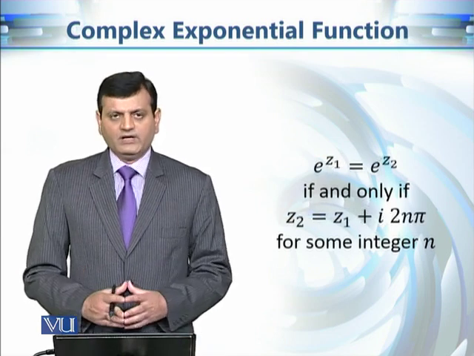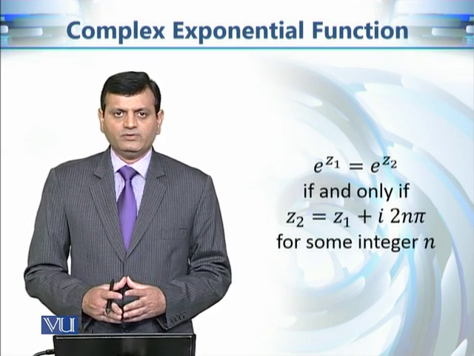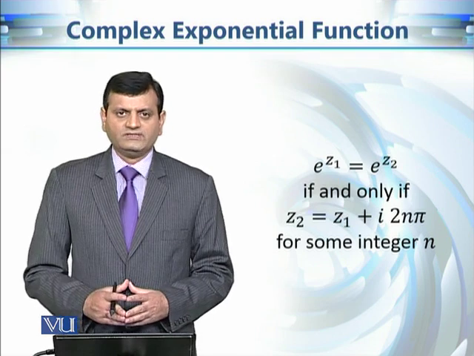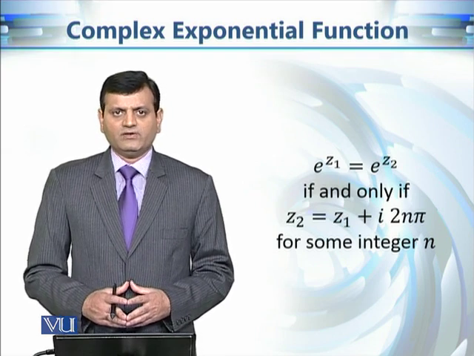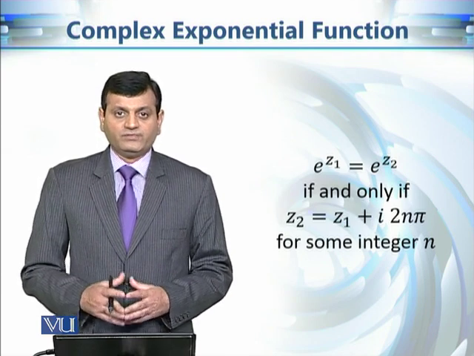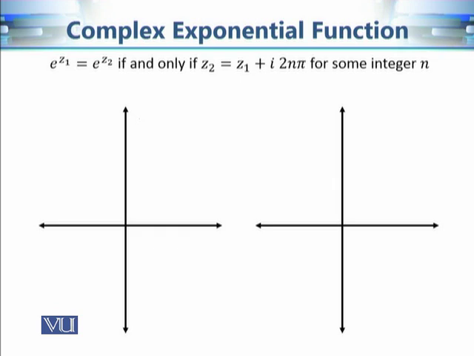And another consequence is that e raised to power z1 is equal to e raised to power z2 if and only if the difference between z1 and z2 is that of iota 2nπ. So these are all consequences of this important observation. Now, what does this information affect when we are dealing with these complex exponential functions?